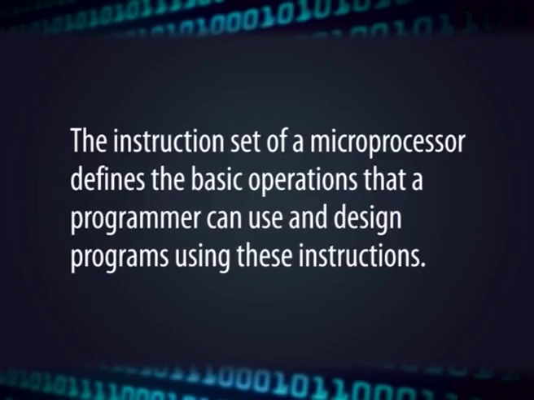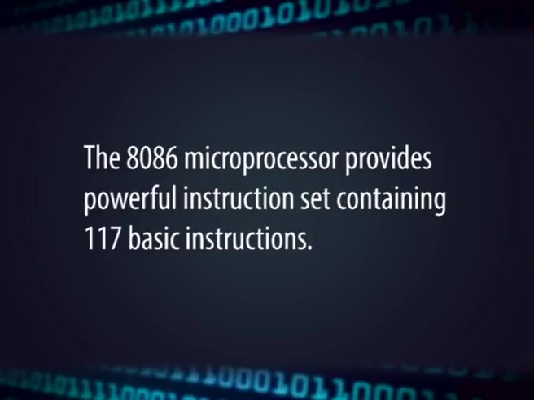So, we start with the instruction set of the 8086 microprocessor. The instruction set of a microprocessor defines the basic operations that a programmer can use to design programs. The 8086 microprocessor provides a powerful instruction set containing 117 basic instructions. The basic instructions have a wide range of operands and addressing modes available, so that the basic instruction expands into many more instructions executable at machine level.